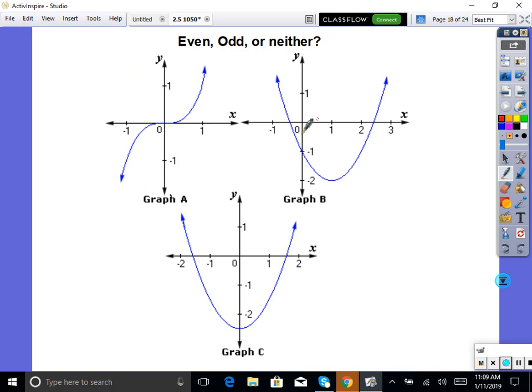Now how about graph B? It's neither. If I reflected over y, wouldn't it need to look like a W? And if it was odd, then it would need to reflect over the x-axis, so it would not look like that. So this one's neither. How about graph C? Even.